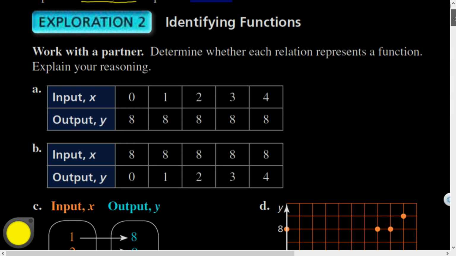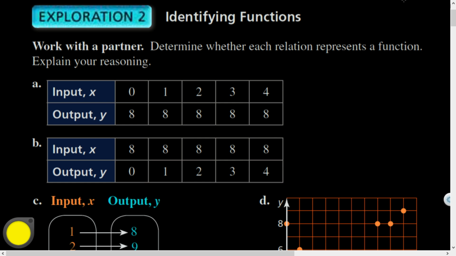So here's Exploration 2 from your Big Ideas book. My students have already taken a look at the first 3 of these. It says, determine whether each relation represents a function. Explain your reasoning. So here I've got an input of 0. It has only one output of 8. Here I've got an input of 1. It has only one output of 8. And 2 gives me 8, 3 gives me 8, 4 gives me 8. Each of these inputs, respectively, only has one output. Okay, and I'm fine with that. The fact that all of these are the same output, I'm also fine with. This is a function.